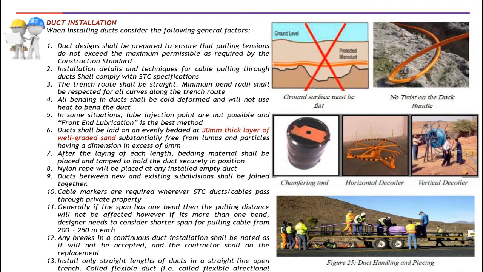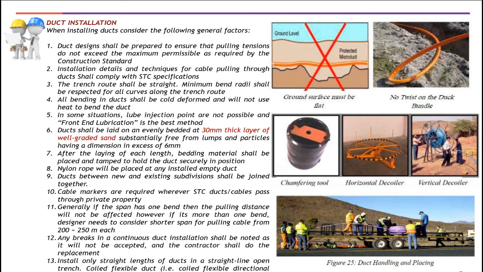Duct installation. Before duct installation, contractors shall make sure that the bed of the trench is free from any sharp objects and is as flat as possible. The trench must be poured with a 10 to 30 mm thick layer of well-graded sand, substantially free from lumps and particles more than 6 mm in diameter.